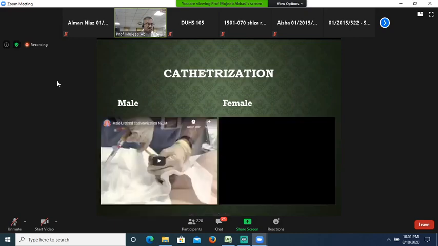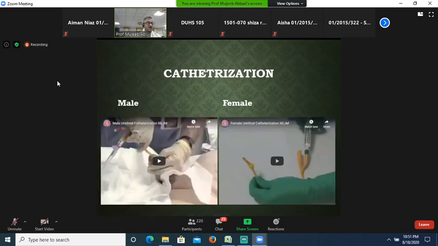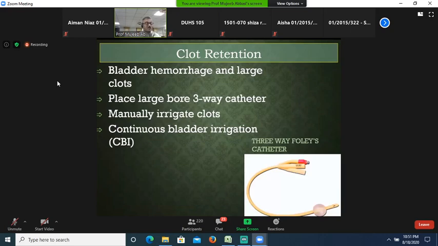So then there's clot retention, bladder hemorrhage and large clots. Then we put in a three-way catheter, as we discussed earlier on types of catheters. That's a three-way. That's basically the balloon channel. The middle one is for the urinary collection, where you connect the urinary bag, and this one is to connect with the irrigation solution. Sometimes people use glycine or normal saline.